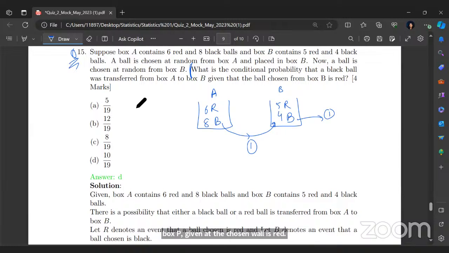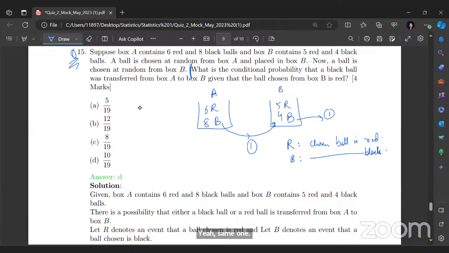So we have defined the event R as that the chosen ball is red, and we are defining another event B, which denotes that, let's stick to what they have done. So B denotes an event that a chosen ball is red. Okay, this is fine, right? And B denotes the event that the chosen ball is black. Yeah, the same one. Okay.